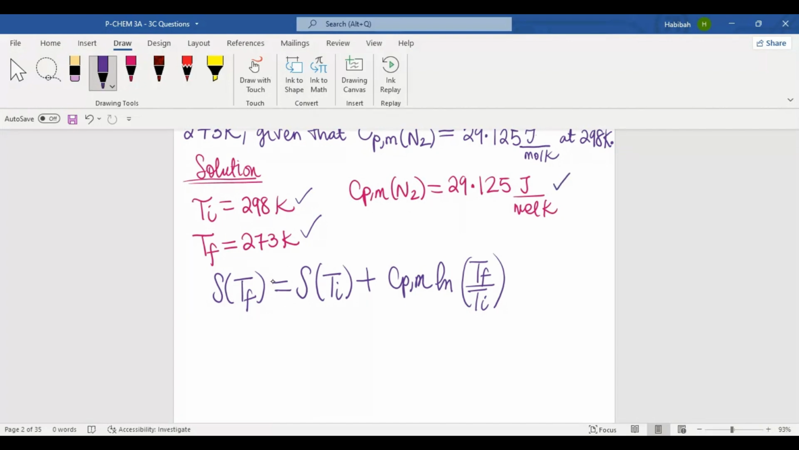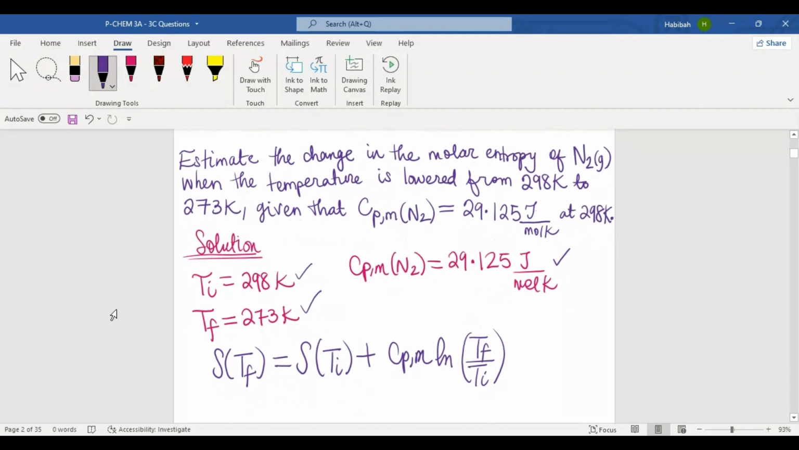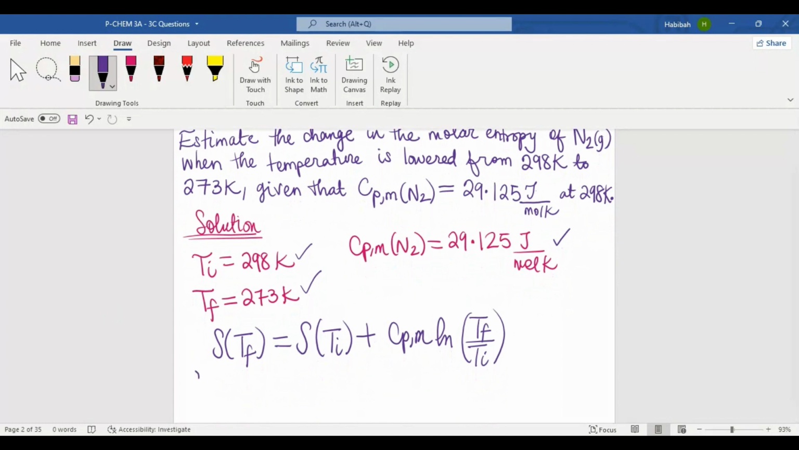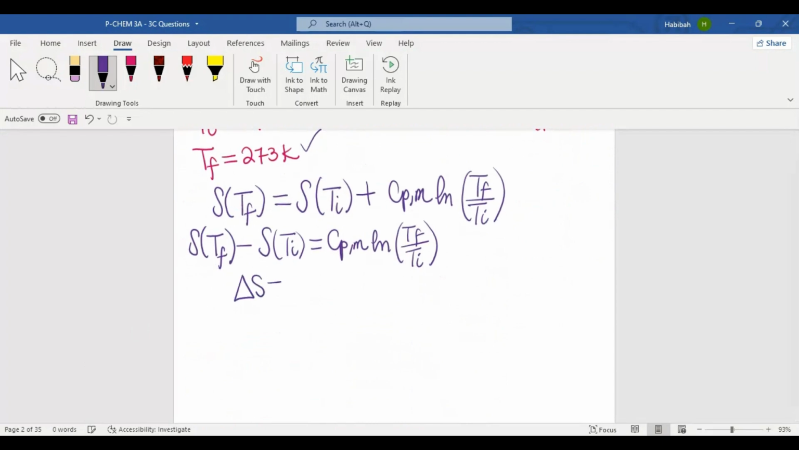But you may be wondering, why don't we have the molar entropy for the initial temperature? Well, the question does not require us to find the molar entropy for the initial temperature because we're asked to find the change in molar entropy. So we can rewrite this formula as the molar entropy at the final temperature minus the molar entropy at the initial temperature is equal to Cp,m ln T final divided by T initial. So that's basically how your change in molar entropy is done. Change in S is equal to Cp,m for N2 gas, ln T final divided by T initial.